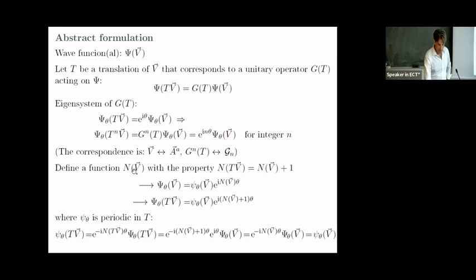Okay, then we define here a functional n of v with the property that if we apply a translation, then n of v changes by 1 unit. And of course, this n of v is, in gauge theory, the Chern-Simons functional. When I take the state and I apply a large gauge transformation, I change the value of the Chern-Simons functional by 1 unit.